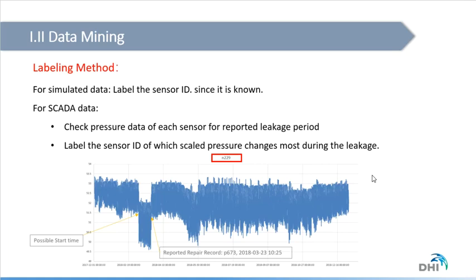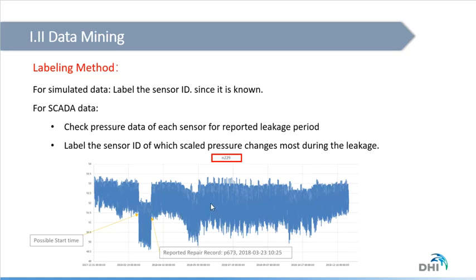The label is determined in this way. For simulated data, we know the sensor numbers since we simulated them in EPANET, so we just label them. For the real data, we check the pressure data of each sensor and label the sensor number of which its scaled pressure changes most during the reported leakage period.